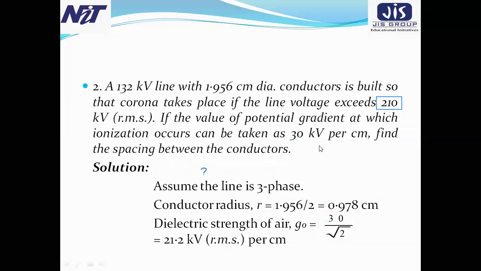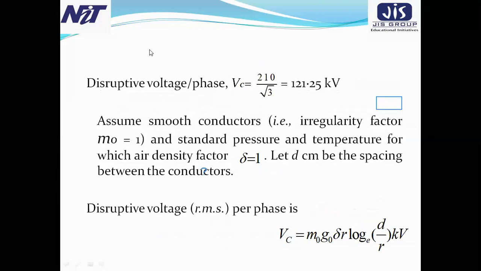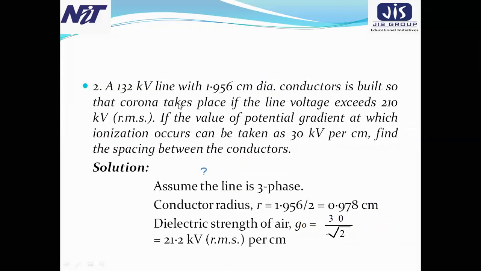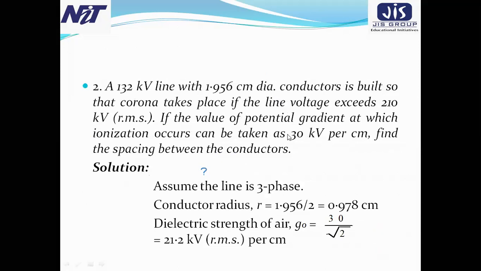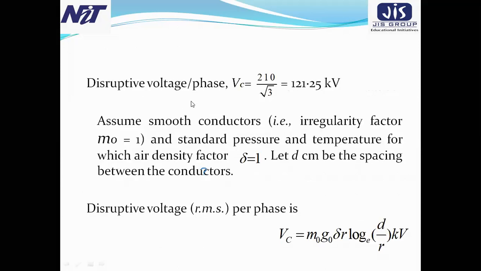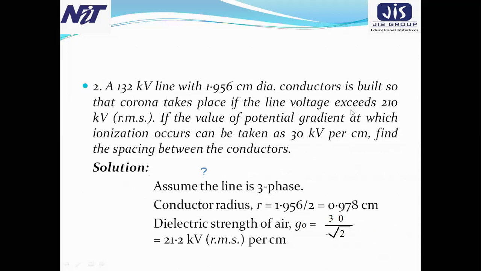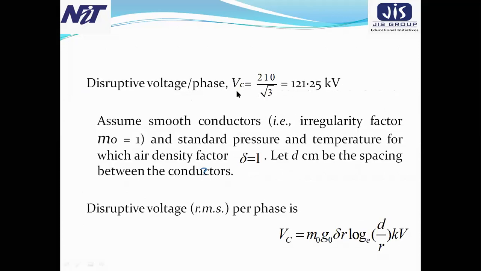Now here the disruptive voltage Vc, what is the given value of the voltage? That is 210 kilovolt. The voltage exists 210 kilovolt RMS. So here disruptive voltage per phase Vc equals 210 by root 3. So in this way we can find the disruptive voltage per phase, because the total voltage, the line voltage, is 210, so phase voltage will be 210 divided by root 3, that is 121.25 kilovolt.